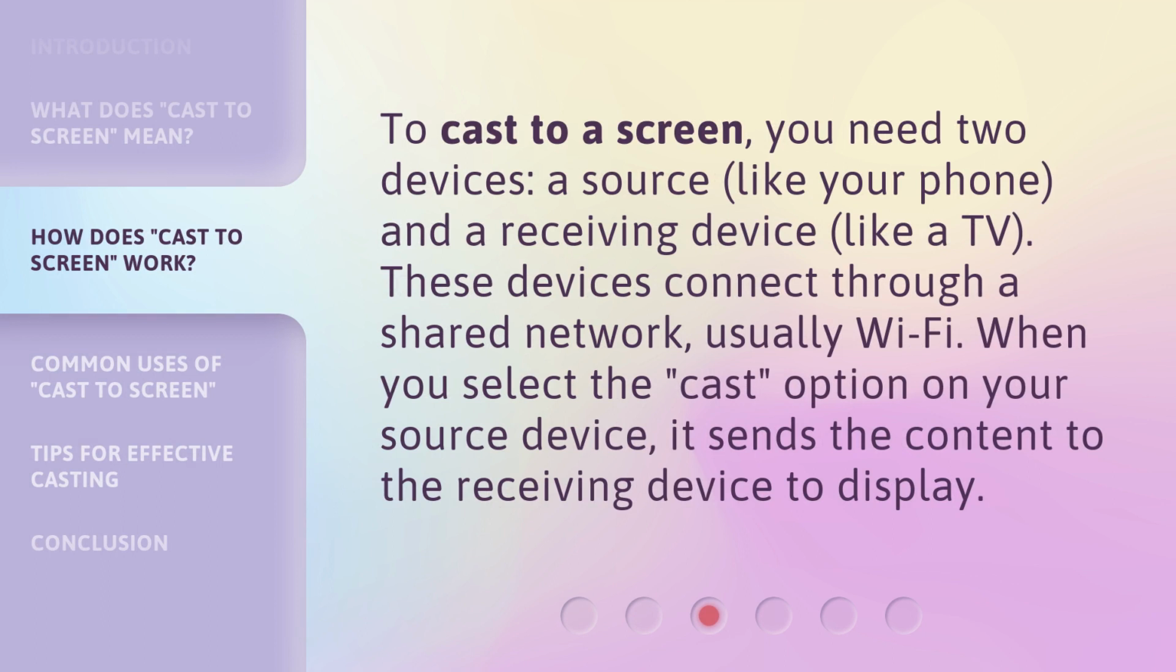To cast to a screen, you need two devices, a source, like your phone, and a receiving device, like a TV. These devices connect through a shared network, usually Wi-Fi. When you select the Cast option on your source device, it sends the content to the receiving device to display.